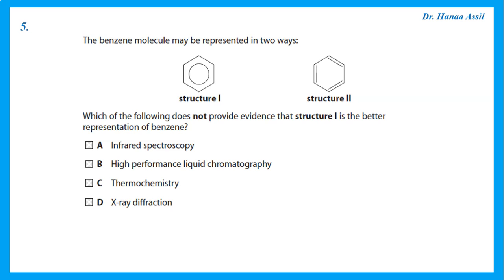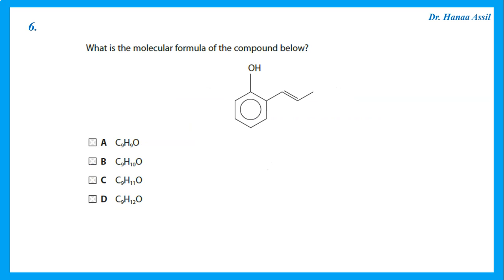If you remember these choices, what is high performance liquid chromatography? This is HPLC. It is a chromatography method to separate components in a mixture, but it does not give any information about the actual structure of the molecule. Now, we decided that the benzene ring has delocalized electrons around the 6 carbons, so we draw them as a circle.